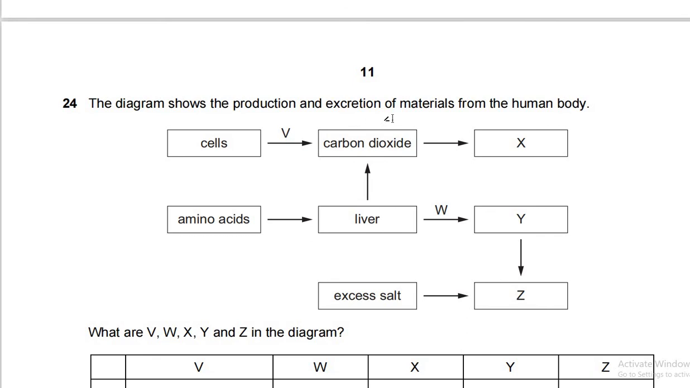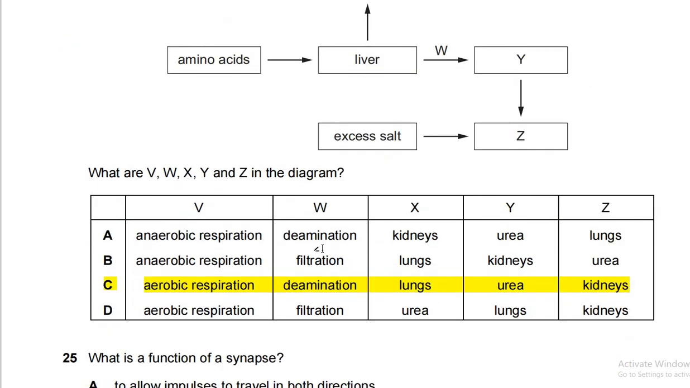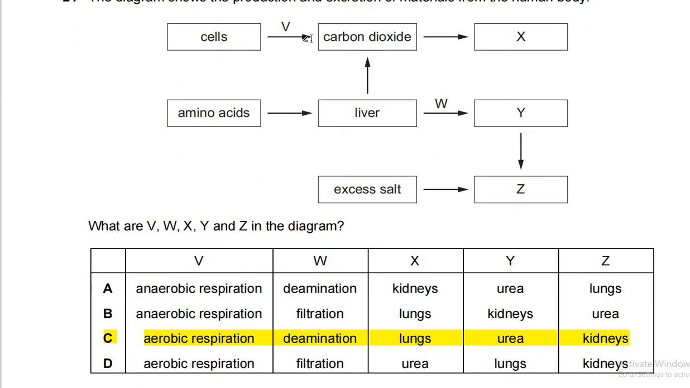Now, the diagram shows the production and excretion of materials from the human body. So what are V, W, X, Y, and Z in the diagram? Cells, you have V. Cells to carbon dioxide to X, amino acids to liver. V, aerobic respiration, you get. Now if you see in part A, anaerobic respiration, and then X, kidneys. Doesn't make sense. Okay, let's continue. And then W, amino acids to liver, and from W you have deamination, and then Y is urea. Urea is okay, and then Z is lungs. What the heck? It is definitely not that.